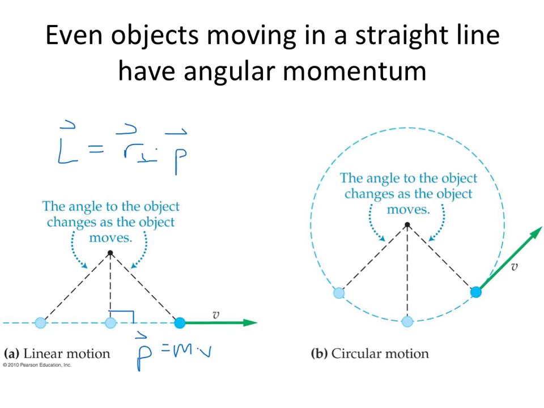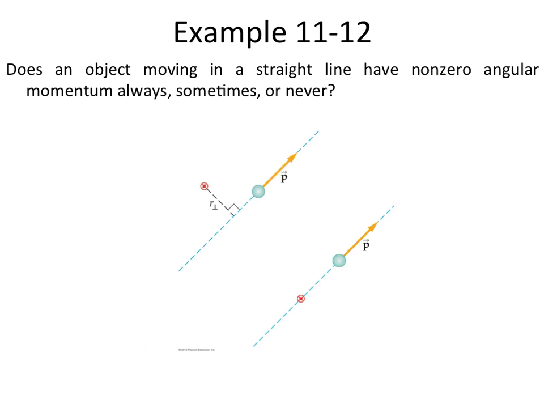Kind of a good way to understand this is to look at our next example. That's example 11. Does this say 1112 as well? It does. There's two of them. Sorry. Last example we did, I think, was 1112. This one is misnumbered apparently as well. But the question is, and this is more conceptual, does an object moving in a straight line have a non-zero angular momentum always, sometimes, or never? Well, that's a little confusing.